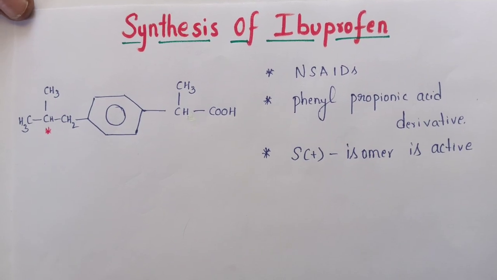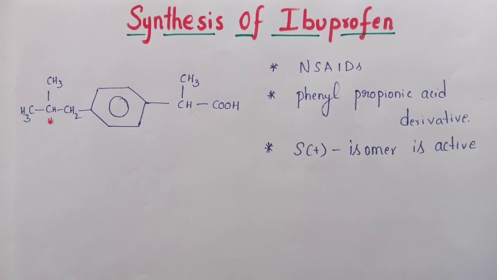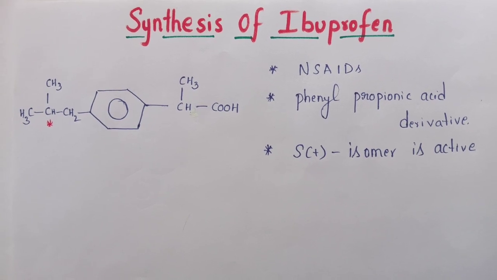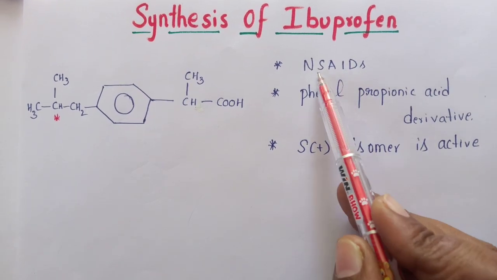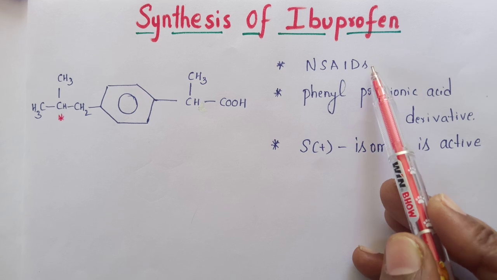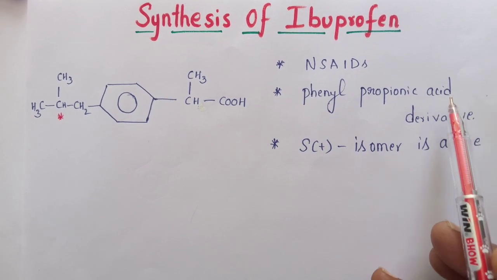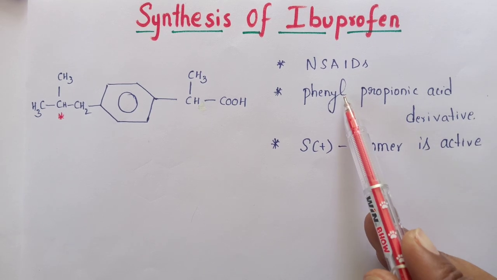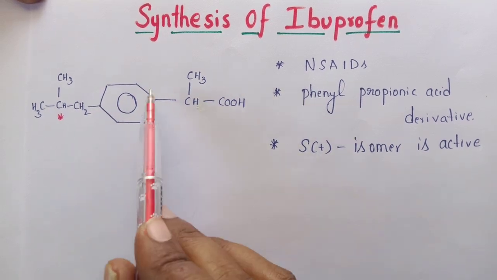Hi everyone, in this video I would like to explain the synthesis of ibuprofen, which is most commonly used to relieve inflammation as well as pain. It is an NSAID, a non-steroidal anti-inflammatory drug, and chemically it comes into the category of phenylpropionic acid derivatives. It consists of a phenyl ring as well as propionic acid. So this is the structure of ibuprofen.